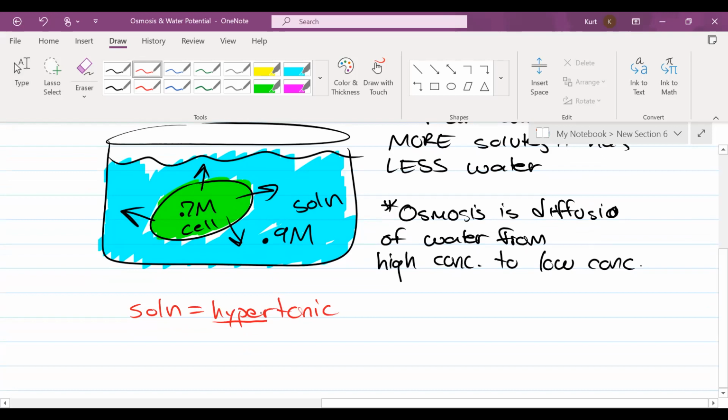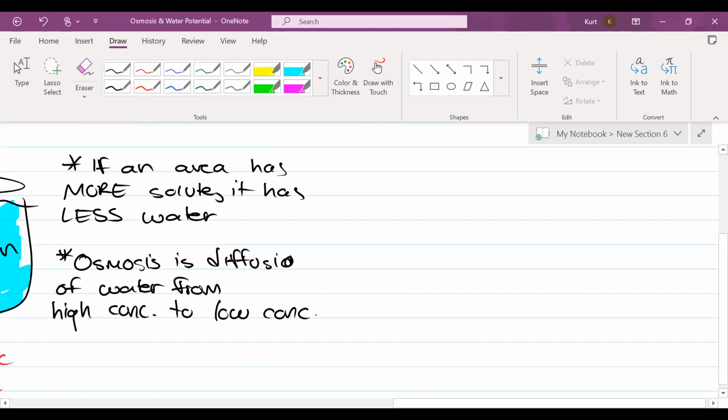Well, you have to compare to what? Compare to the cell. So let me ask you this. If the solution is hypertonic, which means it has more solute, what would you say the cell is? The cell is hypotonic. You always have to have a basis of comparison. Yes, the solution is hypertonic. Compared to what? Compared to the cell. Let's do another one.